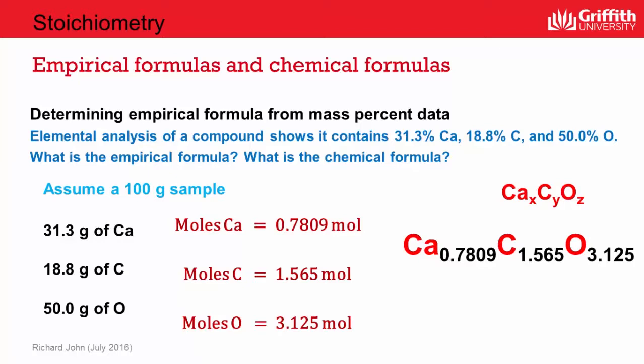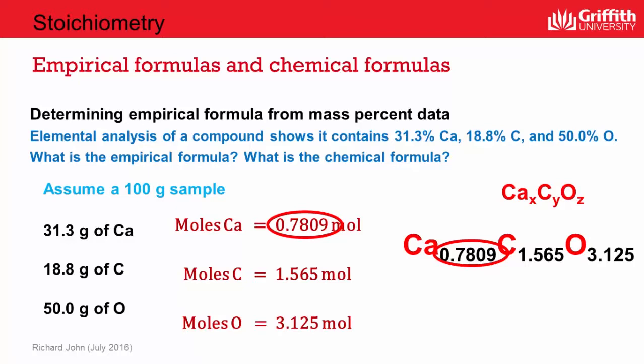But this chemical formula we know doesn't make any sense, because whether it's an empirical formula or a chemical formula, the subscripts need to be whole numbers. And so we need a way of getting these numbers as whole numbers while still representing these ratios of the moles of calcium, moles of carbon, and moles of oxygen. The easiest way to do this is to identify the amount of moles calculated that has the least number of moles. So the 0.7809 moles is the smallest number of moles calculated. The moles of calcium are smaller than the moles of carbon and smaller than the moles of oxygen.